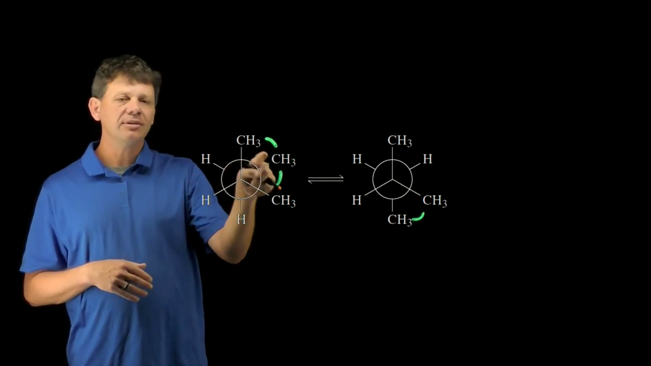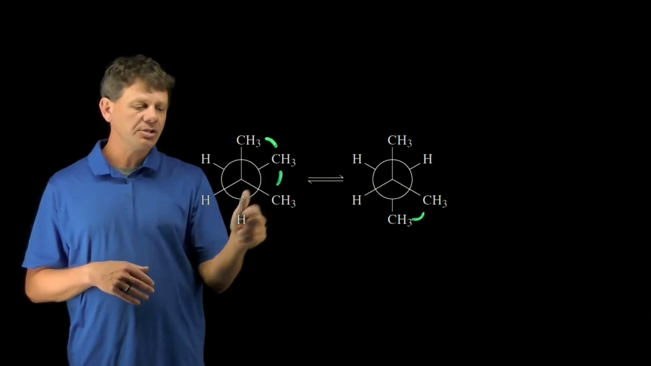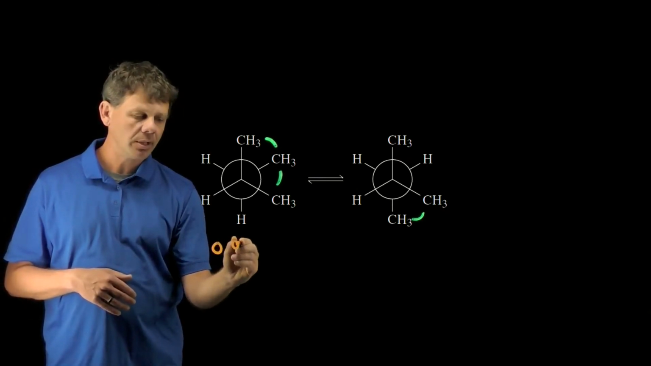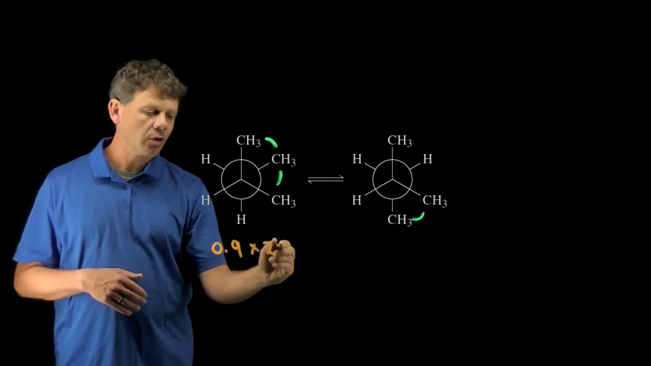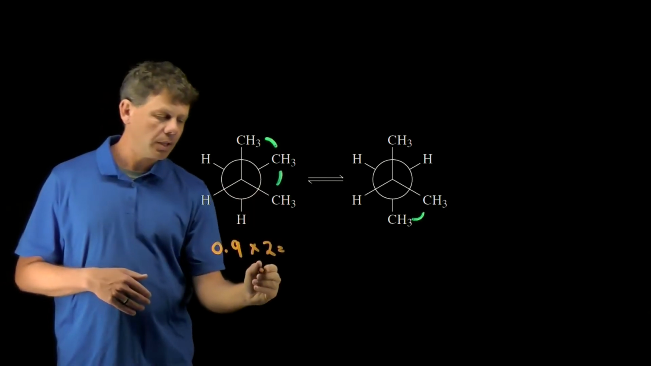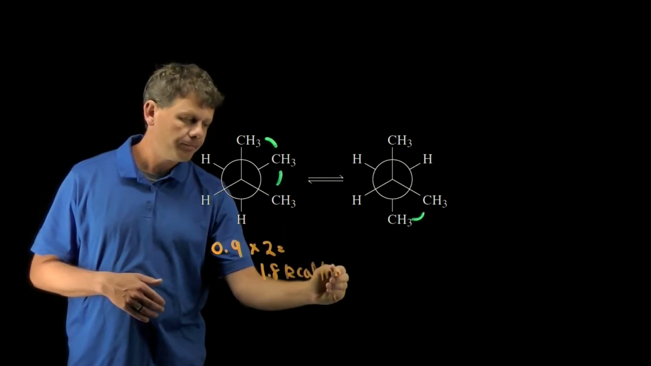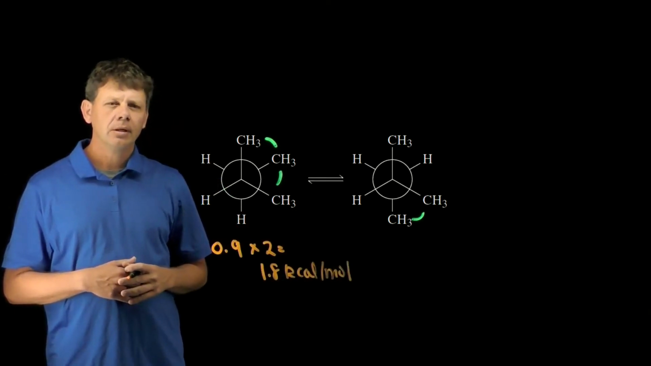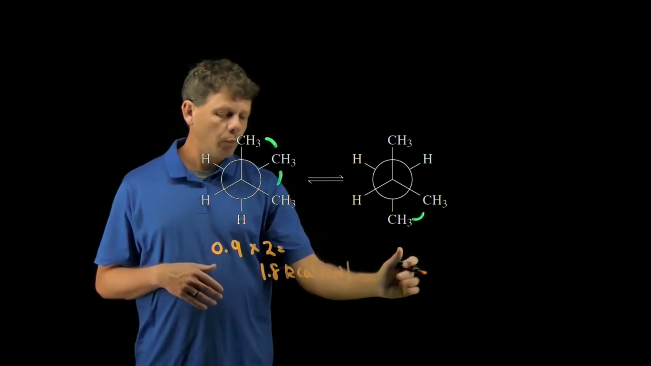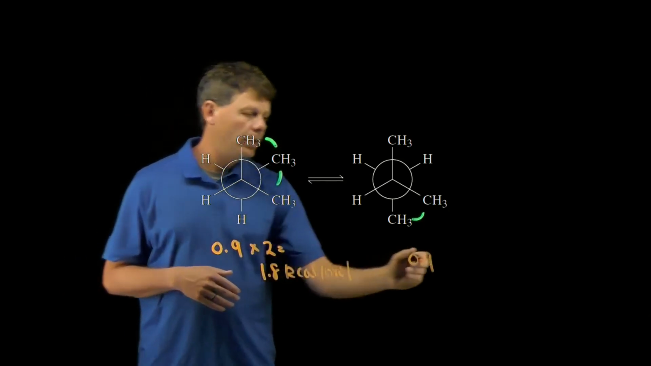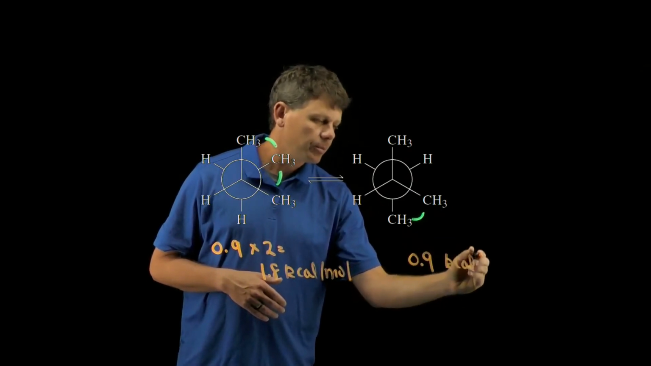In each of these cases, these are methyl-methyl gauche interactions, which are worth a total of 0.9 kilocalories per mole each. So we can calculate the total strain of the molecule on the left as being 1.8 kilocalories per mole. The conformation on the right has just one gauche interaction, so the total strain there is going to be 0.9 kilocalories per mole.